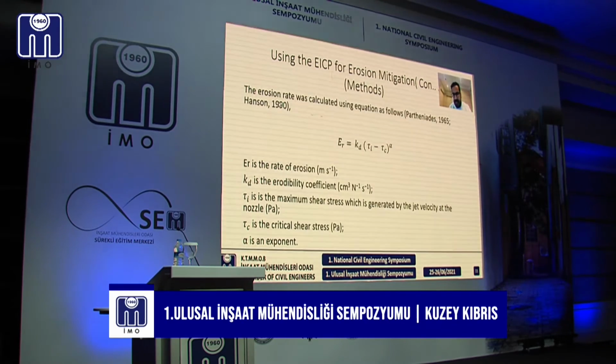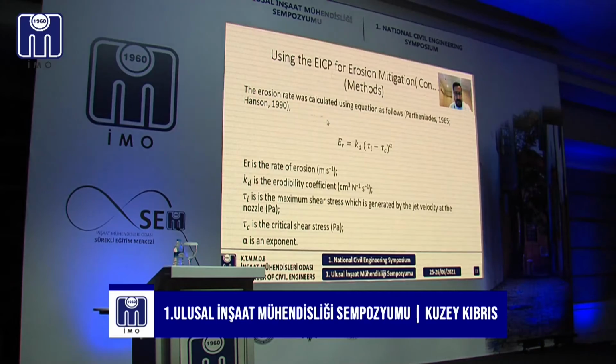This is the model they used to measure the erosion rate. It is based on the durability behavior parameter of the soil. We found this equation from 1990 to measure the erosion rate of the soil. ER is the erosion rate, KD is the durability coefficient, tau is the maximum shear stress generated from the jet velocity, and tau C is the critical shear stress where they reach equilibrium.